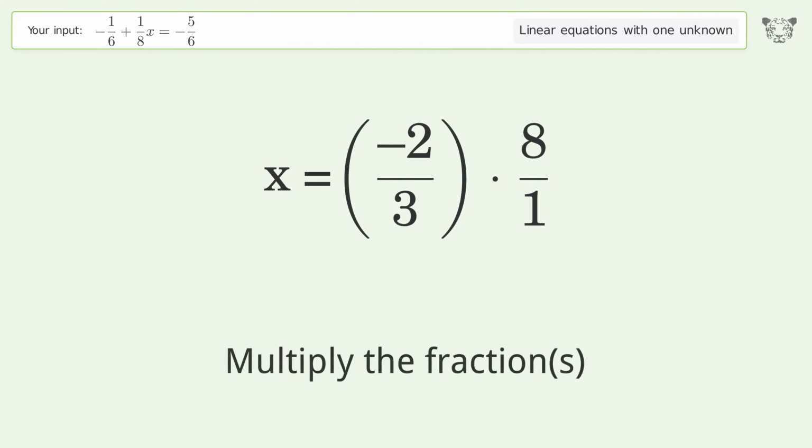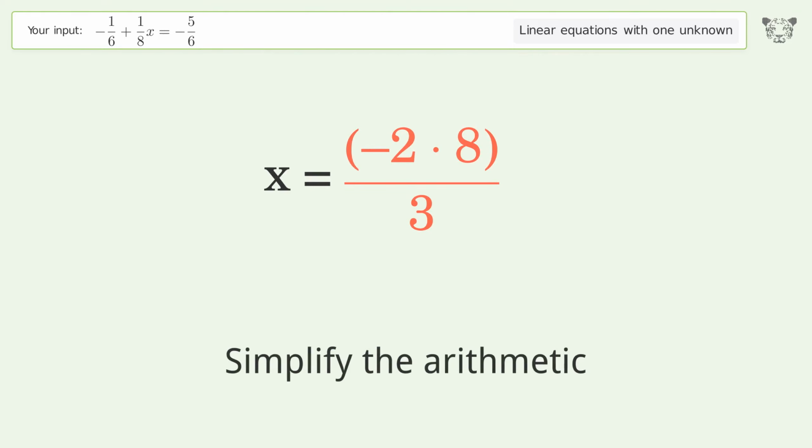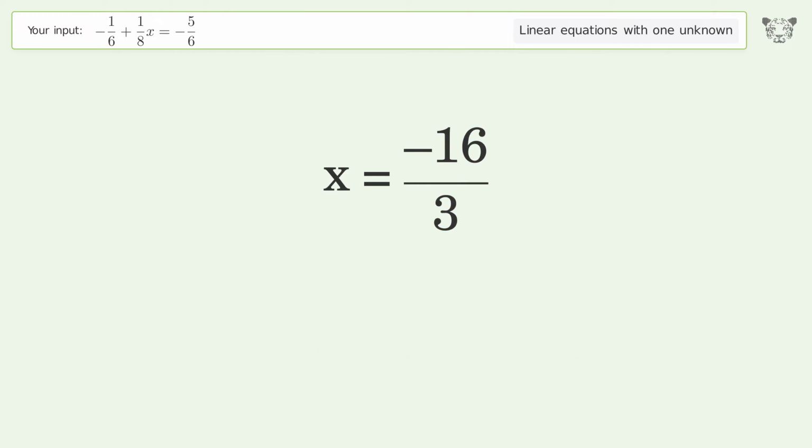Multiply the fractions. Simplify the arithmetic. And so the final result is x equals -16/3.